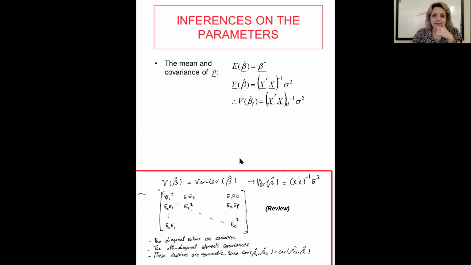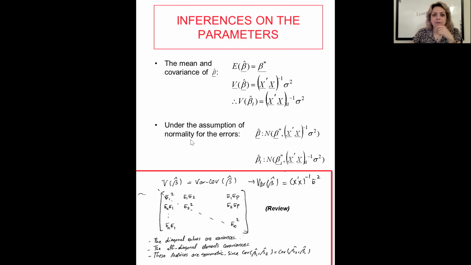There is another thing as well, I believe. Let me just see. Yeah. Under the assumption of normality of the error, we can say that the beta estimate has a normal distribution. The mean that we are looking for is beta, and the variance is (X prime X)^-1 sigma squared. It's very similar to this one, but we can write it down like this, as expected value, mean and variance, or you can write it in this form.